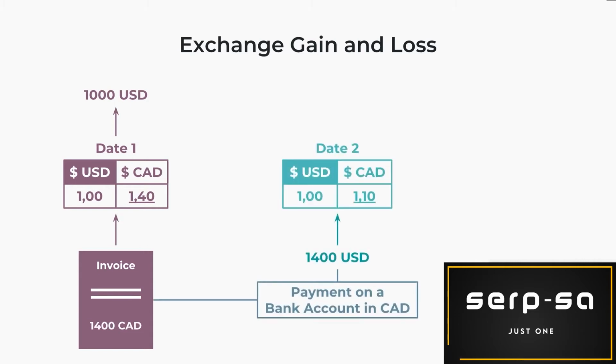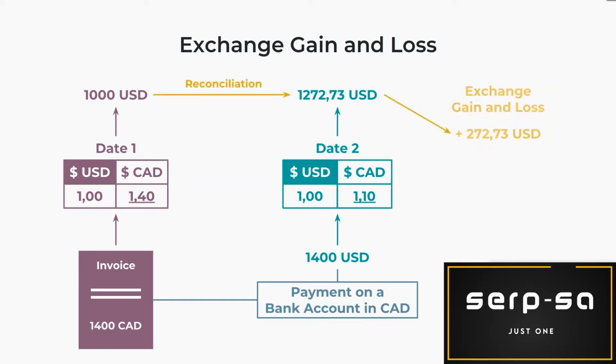Our customer took some time to pay us the 1,400 Canadian dollars on our bank account in Canadian dollars, and the day we received the payment, the US dollar was worth only 1.10 Canadian dollars. That was great for us because the 1,400 Canadian dollars were then worth 1,272 US dollars and 73 cents. This is the amount that Odoo used for the reconciliation. The difference between that amount and the amount on date 1 was then added as a gain in our exchange gain and loss journal. So let's quickly see what this looks like as journal entries.